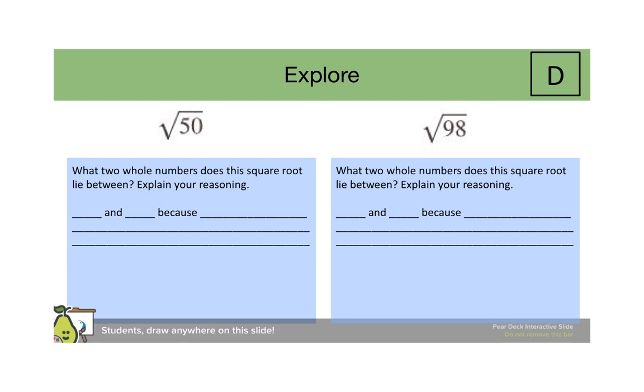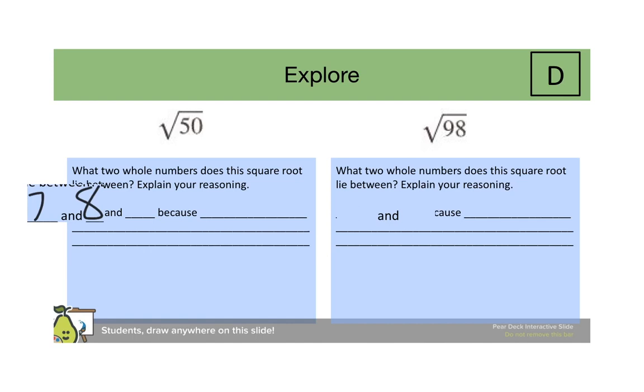This portion of the Explore is a you do, so you can help set it up so that students can fill in the two numbers and then explain without thinking about how to structure their answer. So the square root of 50 is between 7 and 8, because 7 squared is 49 and 8 squared is 64. So square root of 50 has to be between those two numbers.